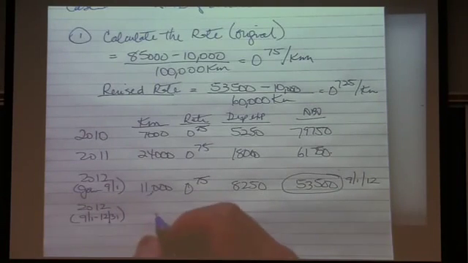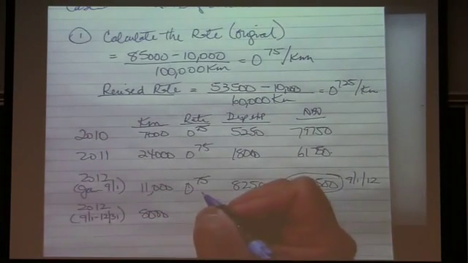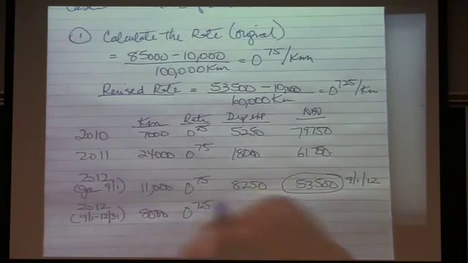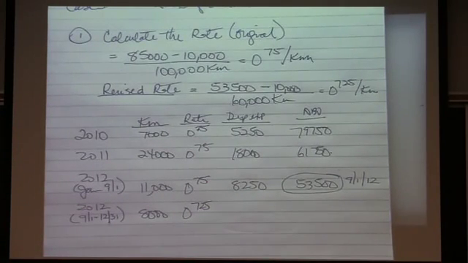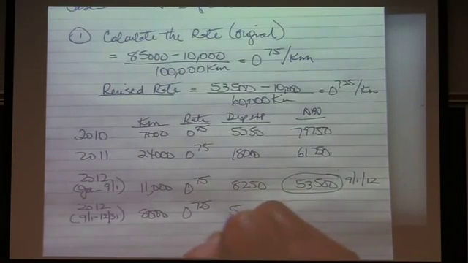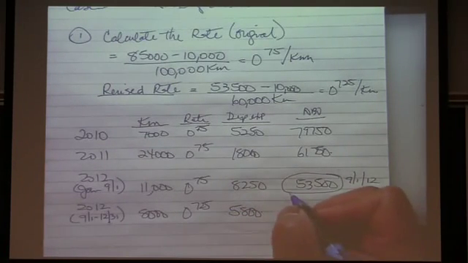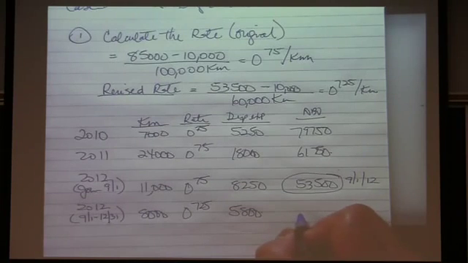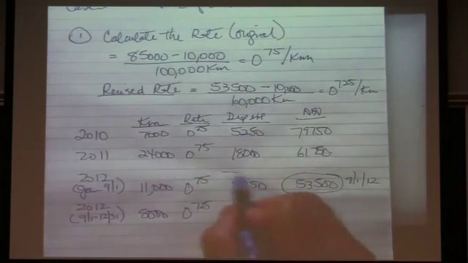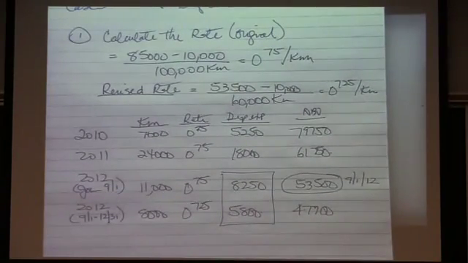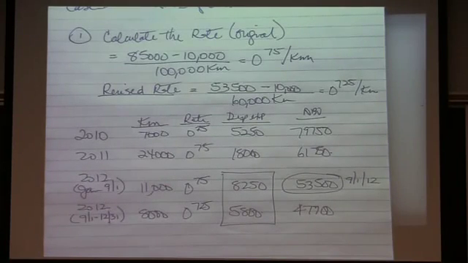We know there were 8,000 kilometers at 0.725. So 8,000 times 0.725 gives us 5,800. And then our new net book value is 47,700. So this is actually our total depreciation expense for 2012. Now we have to calculate it separately because the change happened on September 1st.